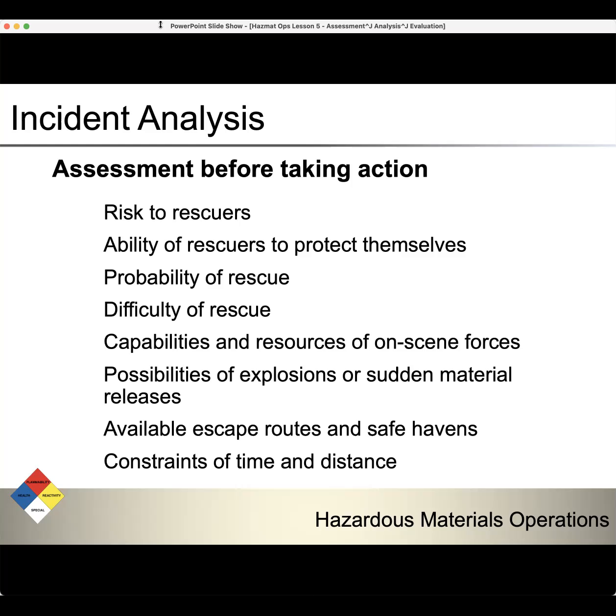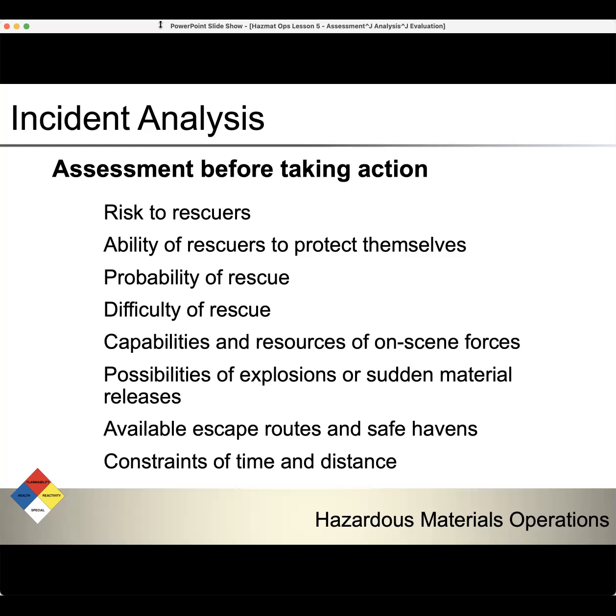Our capabilities and resources that are on scene, possibilities of explosions or sudden material releases. This is that BLEVE we're talking about. If fire has been lapping the sides of a propane tank for the last 15 to 20 minutes, there is a high probability and possibility of an explosion. There is not much we can do in the time we have because we really don't know when that's going to happen. If the PRV is opened up and it's blowing, chances are we're not going to be able to get things in place to change the outcome. That's the whole idea here, it's going to explode no matter what we do. So the point is, don't be next to it.